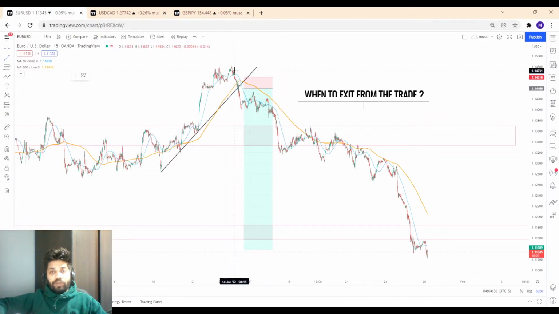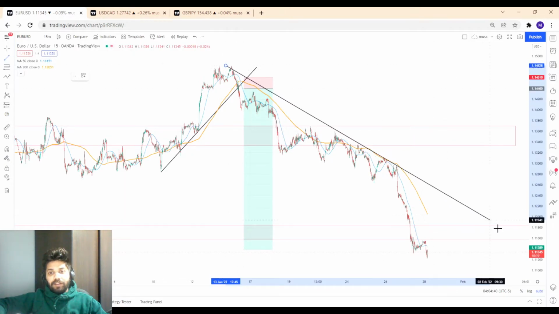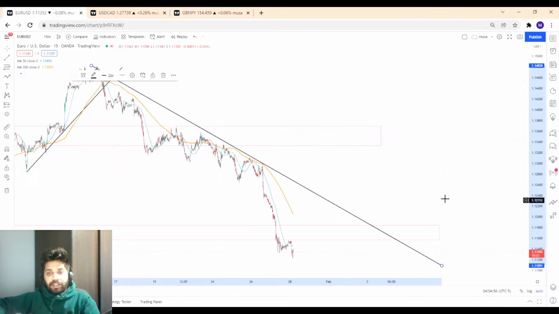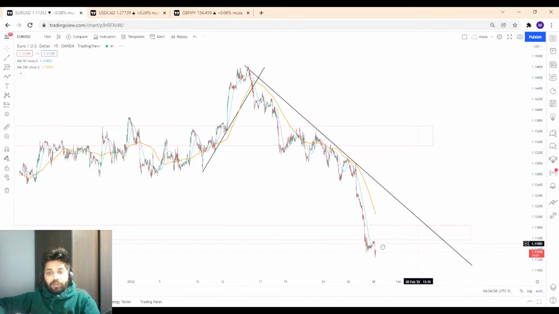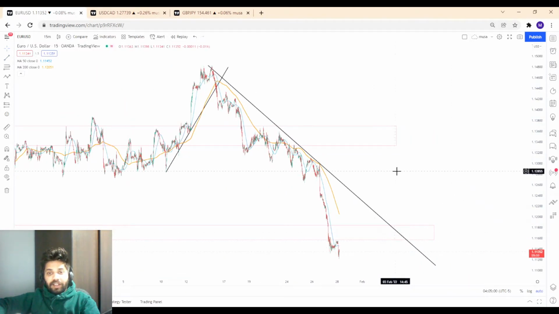So what I'm going to do is, again, I will draw the trend line from here. I will extend the trend line. Now I will wait for the price to break this trend line, and I will also wait for the moving averages, like the 50 moving average should cross the 200 moving average from the bottom.